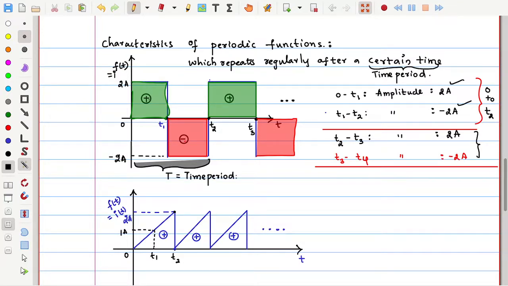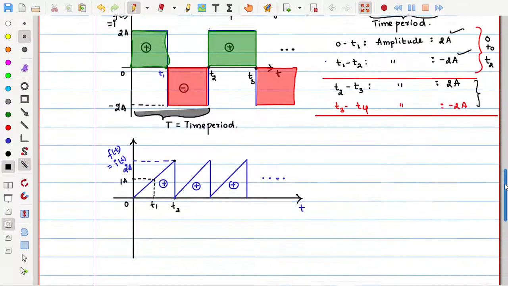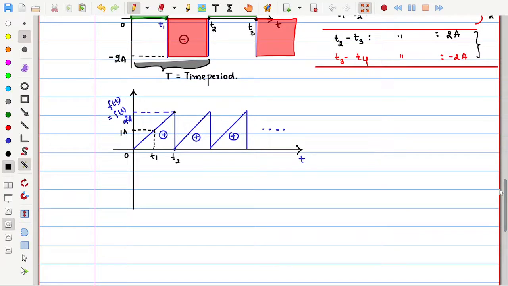Now in the same way, try to identify for the next waveform, what is the time period? What is the time period? 0 to T1, sir. No, not 0 to T1.